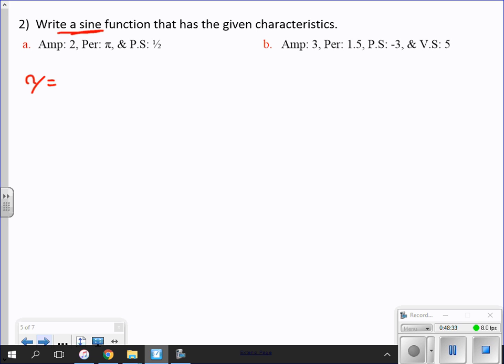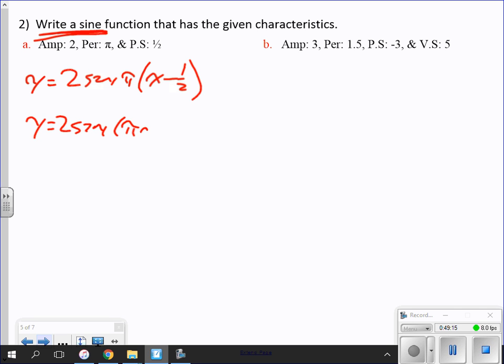So our amplitude is what? 2. So we have 2 times the sine. What is our period? Pi. Because it tells us right here in the directions. Okay, shh. So our period is pi. What's our phase shift? 1/2. So what do we have? We have minus 1/2. Remember, it's opposites. Now, this is not pretty, so what do we do? Distribute the pi. Y equals 2 sine of pi x minus pi over 2. Yeah, this is actually, I think, easier than what we just got done doing. Personally. It's doable.